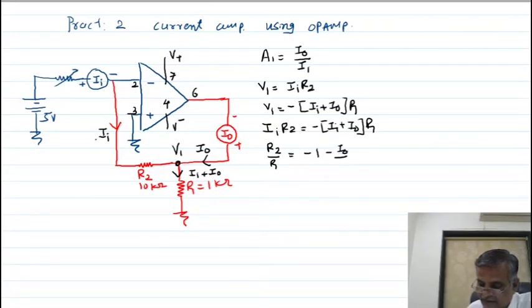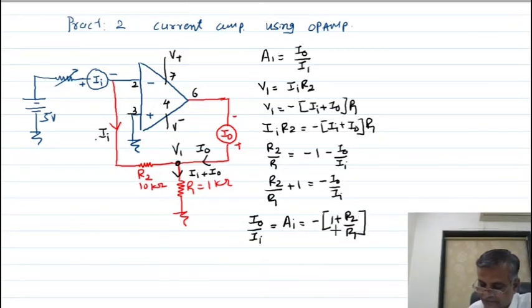I_O by I_I. So I can write R2 by R1 plus 1 is equal to minus I_O by I_I. So I_O upon I_I is called the current gain. So I can write minus of 1 plus R2 by R1. So the equation of the current gain for this circuit is nothing but the magnitude 1 plus R2 by R1.